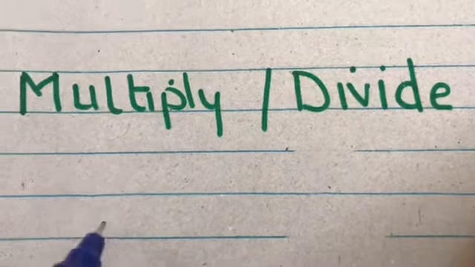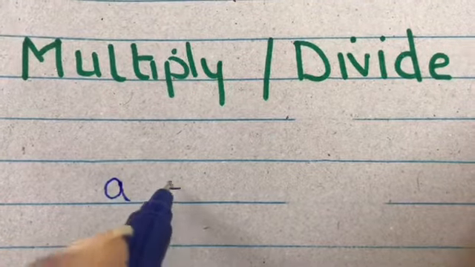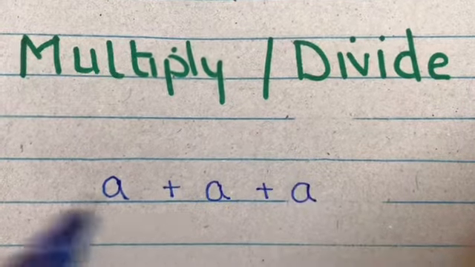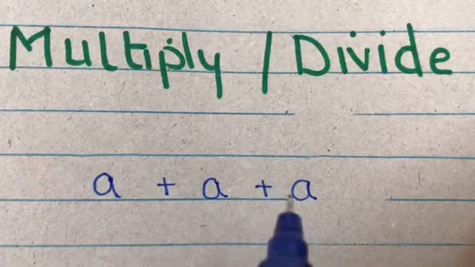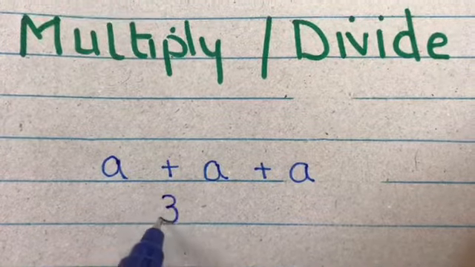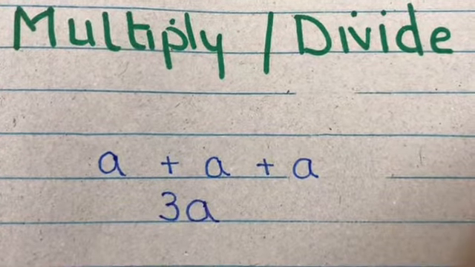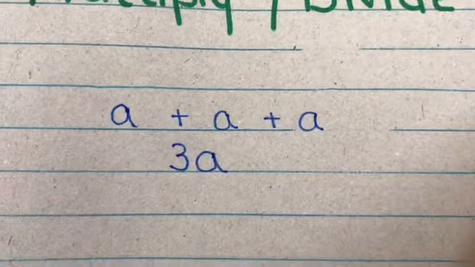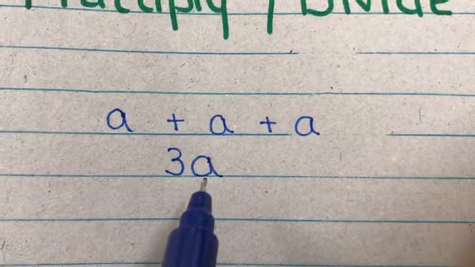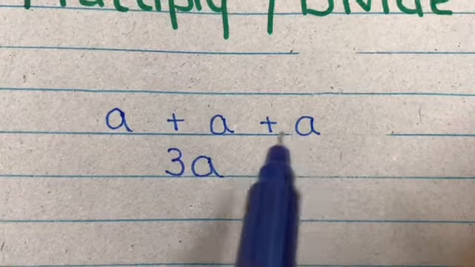For example, like I told you earlier in the first video, if we have an A plus an A plus another A, this means 1A plus 1A plus 1A, which means it is 3A. There are 3 A's. This is what we have been doing up till now. We are adding up the numbers and the A just follows. This A is just to tell you that these are like terms.